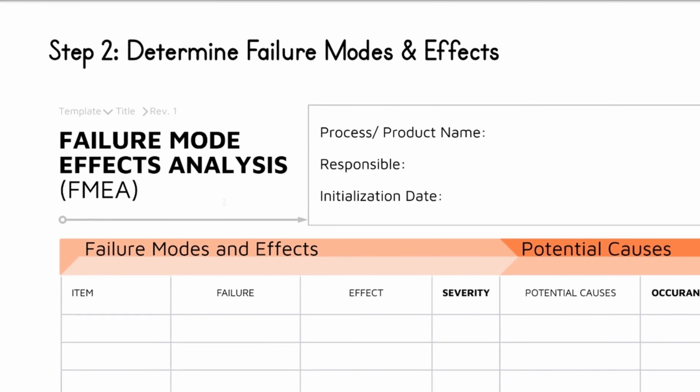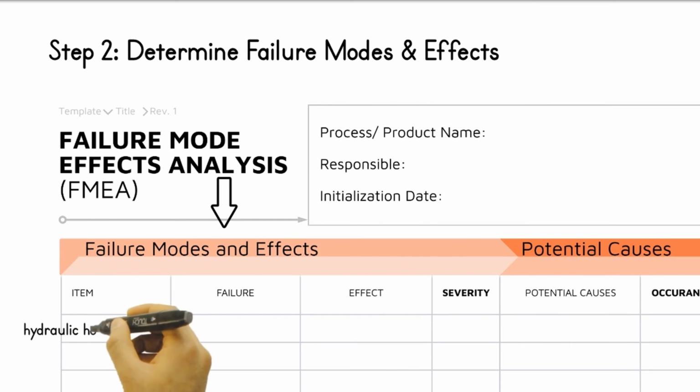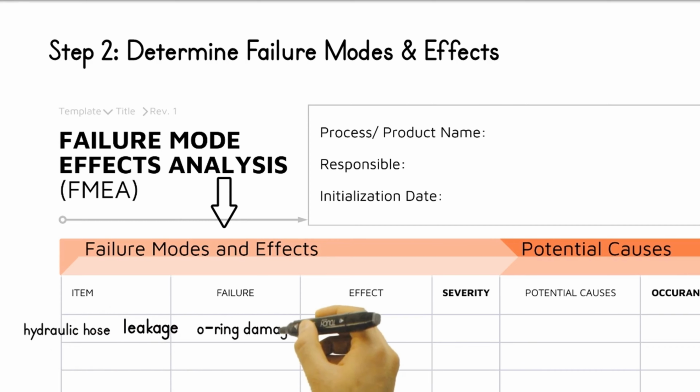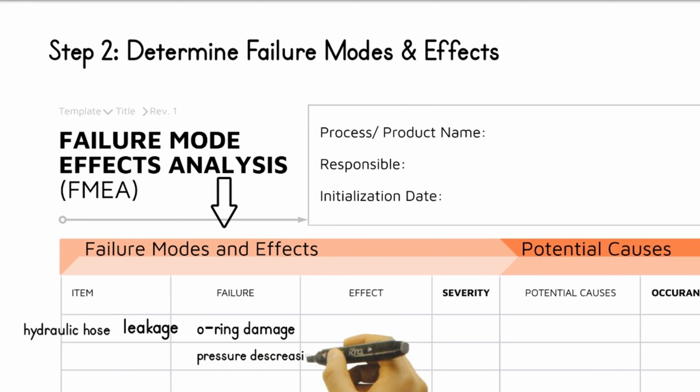Step 2. Determine failure modes and effects. In this step, define the item, the potential failure, and the effect of that failure. For example, affected item, hydraulic hose. Failure mode, leakage. Effect, O-ring damage, pressure decreasing. This step helps identify what can fail and what happens if it does.